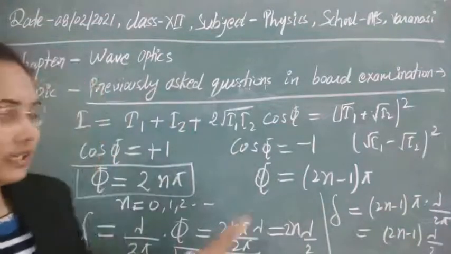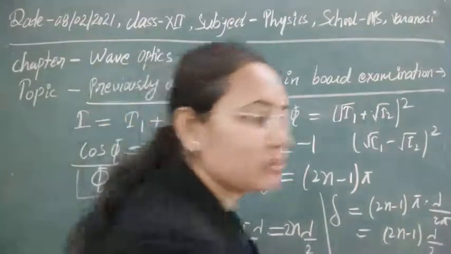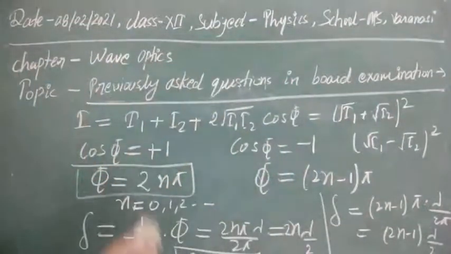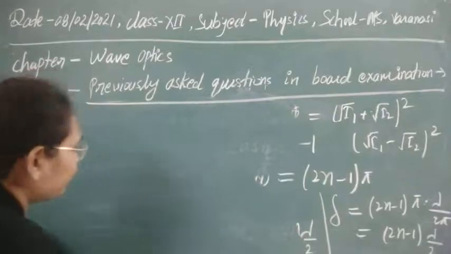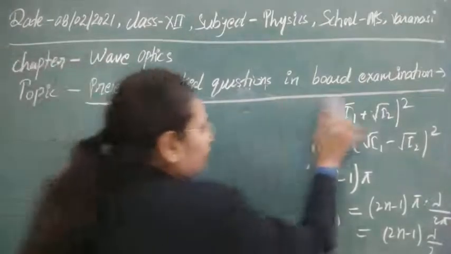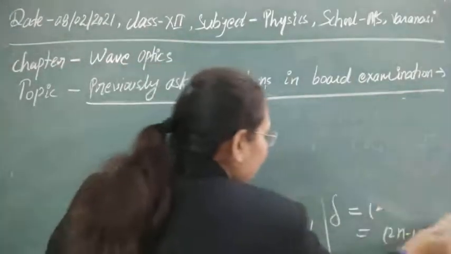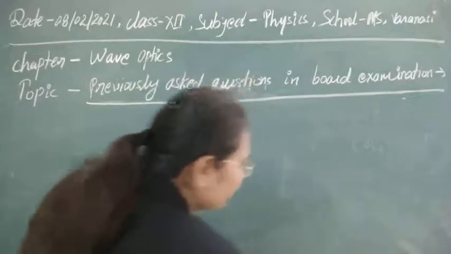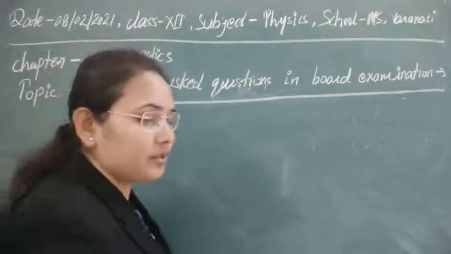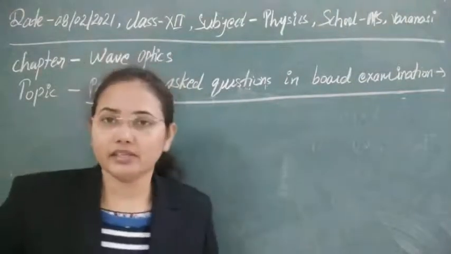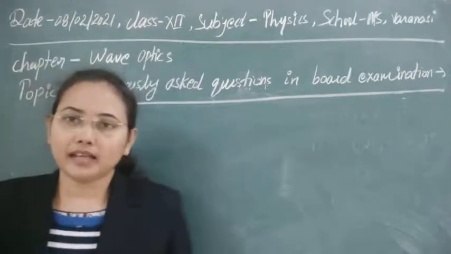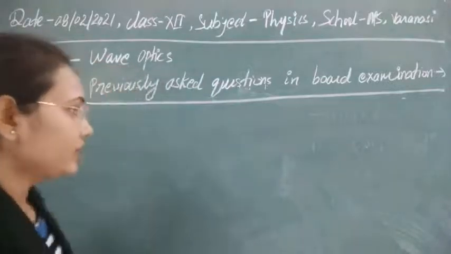So these are the conditions to obtain maxima or minima at any point on the screen, and we can even understand at what position and location the points will be of maximum intensity and of minimum intensity. So next, a derivation that is a very important equation, Young's double slit experiment. So let's see what Young's double slit is.